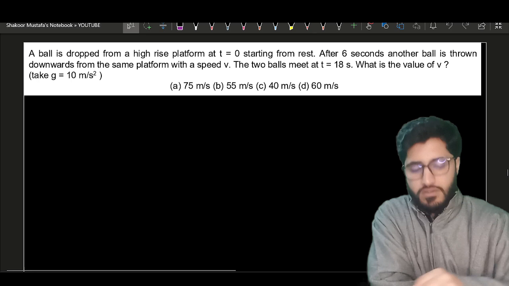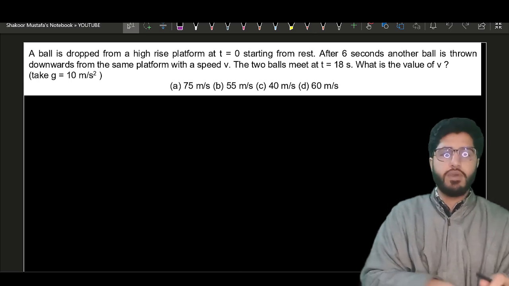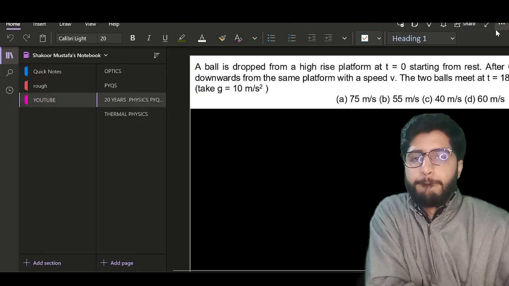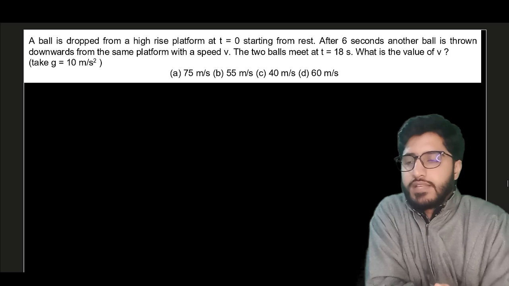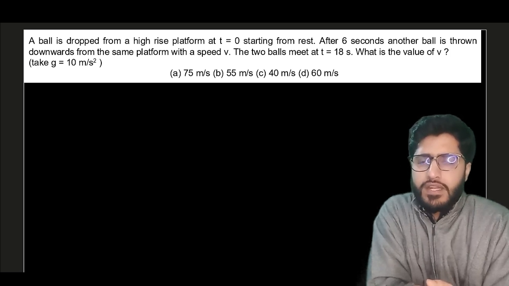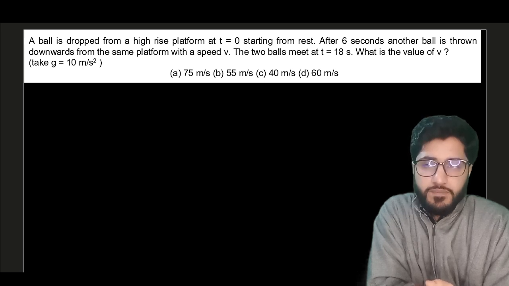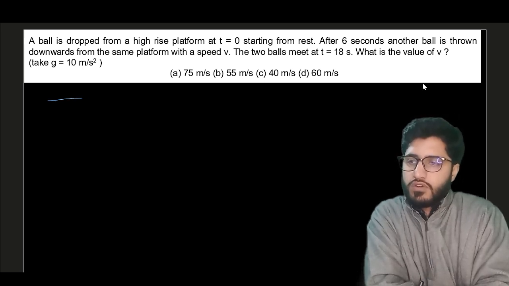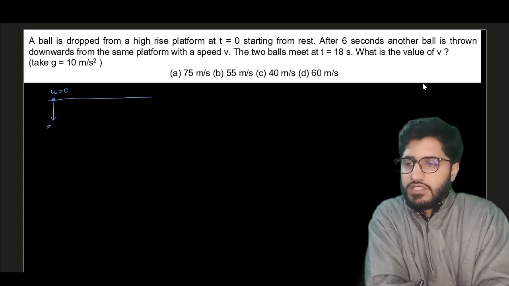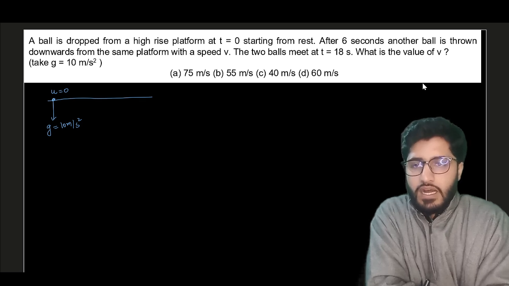So, this is my first numerical of part second. Let's solve this numerical. It states that a ball is dropped from a high rise platform at t equals 0, starting from rest. Let us make this sort of figure first. We have a ball, we are dropping it, so initial velocity is 0 and g will act on it, and g is 10 meters per second square. After 6 seconds another ball is thrown downwards.